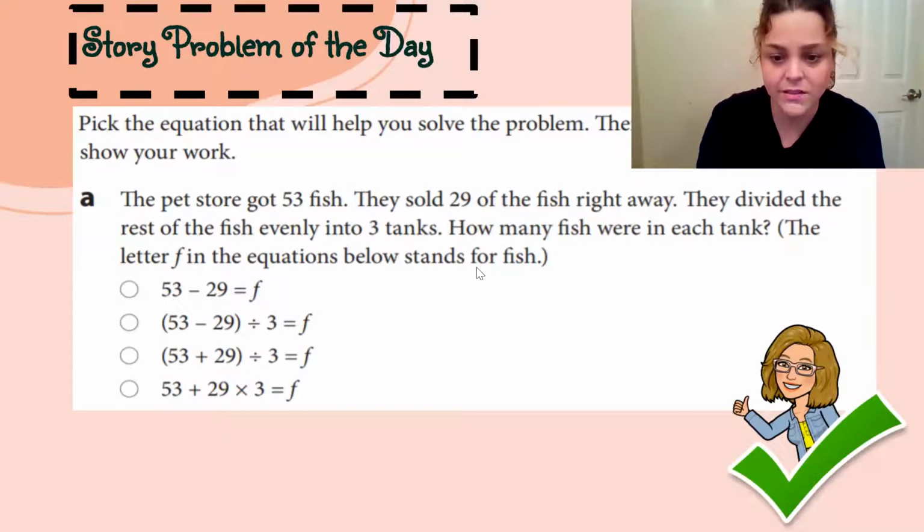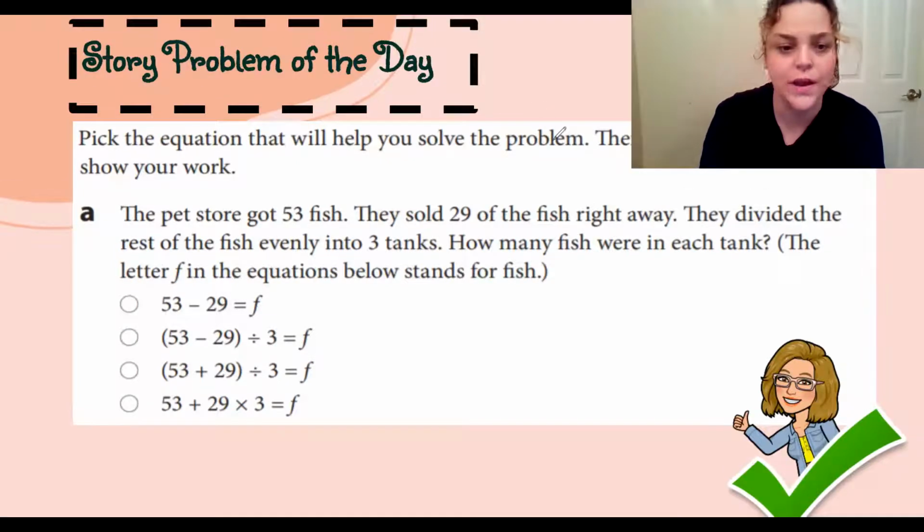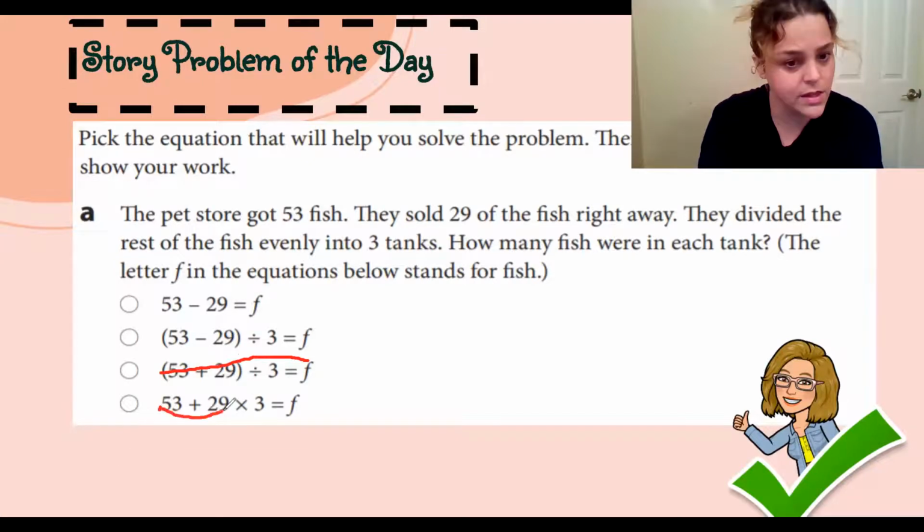So I'm going to grab my annotating pen. Let's grab the color red this time. So definitely the first two are going to stay because 53 minus 29 is there, but this one doesn't make sense because it's 53 plus 29 and they sold 29 fish. This one doesn't make sense either because it's adding 53 plus 29.